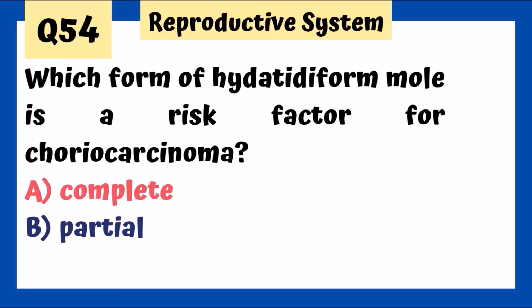And which form is a risk factor of choriocarcinoma? That's the complete form, and that occurs in about 2 to 3% of cases, and that makes a lot of sense. Choriocarcinoma is a tumor composed of trophoblasts, and that's exactly what hydatidiform mole is.